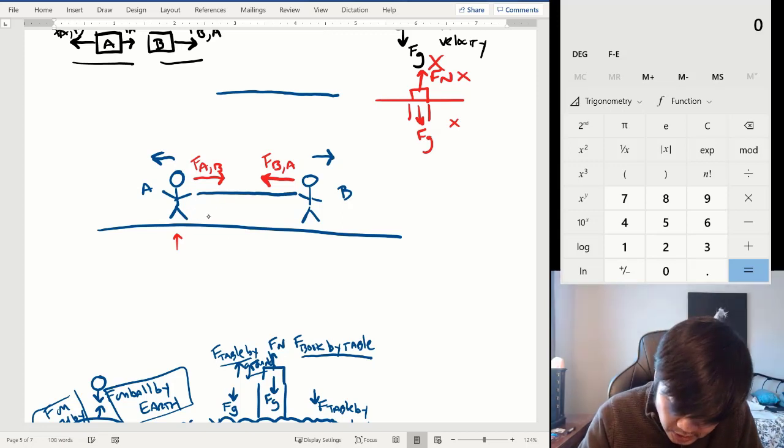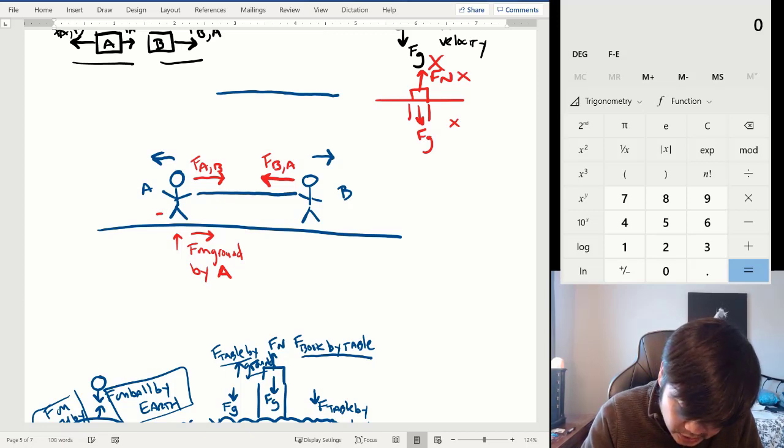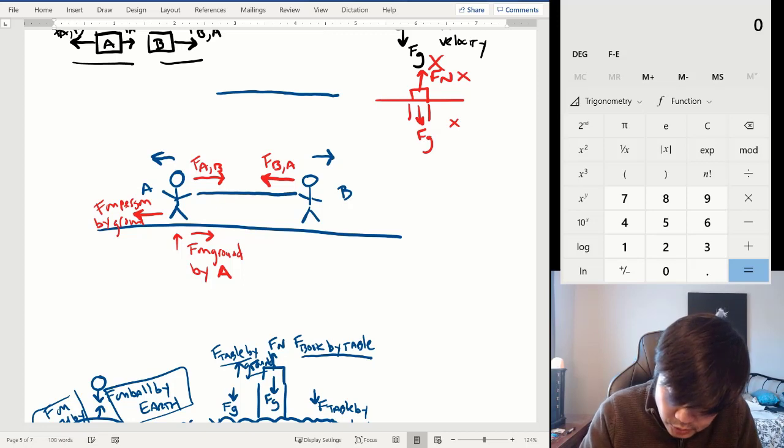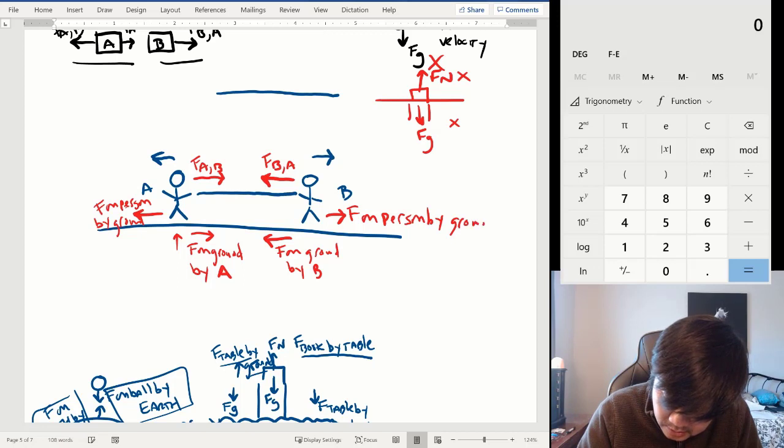But what you're forgetting about is that this person right here also has an interaction with the ground. All right. So when they push on the ground this way, so this would be force on the ground by person A. Then what's going to happen to the ground? The ground's going to exert a force on the person in this direction right here. So force on person by the ground. Okay? Now, this person over here, they're also going to have that. So they're going to push in this direction right here. So this is force on the ground by person B. And of course, what's going to happen here? Force on person by the ground.